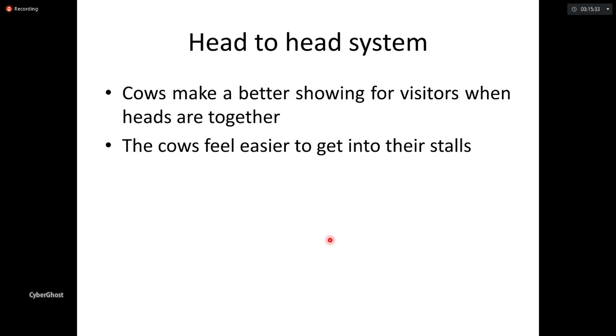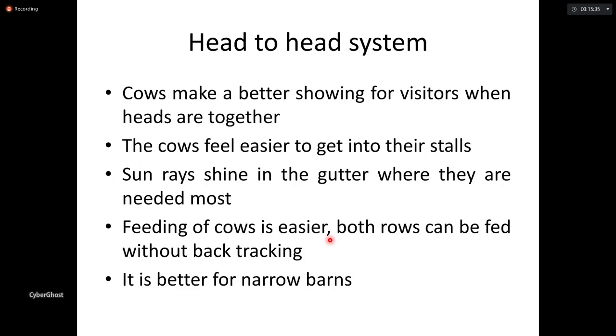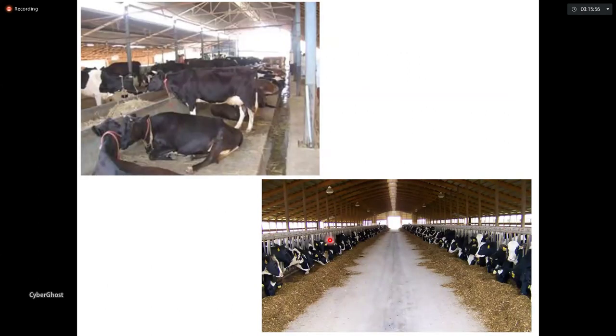Then head-to-head system. Head-to-head system means animals are facing each other, right? Again they are facing each other, so they see other animals on the other side of the house or the fence, right? One of the best supports of this kind of a system is that since they are facing each other, whatever the sunlight is coming from the side walls of the housing system, right?